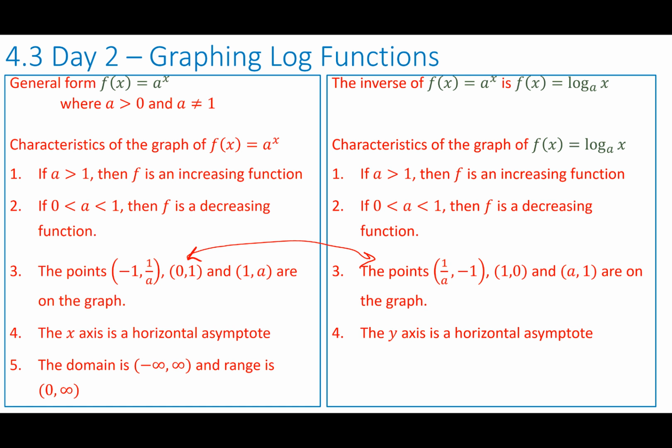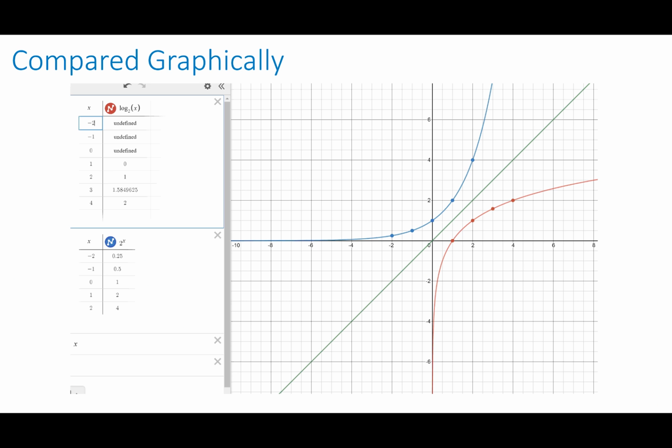For a log function, now y is the vertical asymptote. And the domain, again, these are switched. So the domain of a log function is 0 to infinity, and the range is negative infinity to infinity, which is just going to be the switch of each of these.